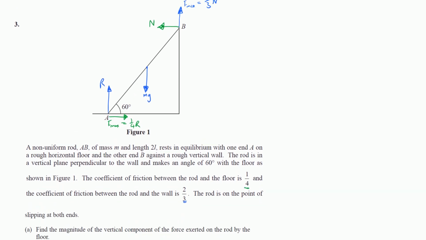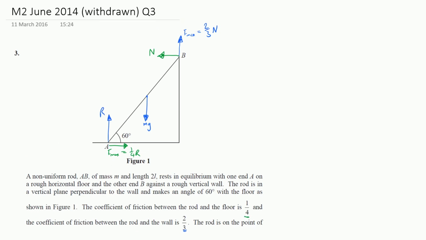For the first part of this question, I'm looking at finding the magnitude of the vertical component of the force exerted on the rod by the floor. So that is going to be our R value. So for the first part of this question, we're going to want to find out what R is. Now we can do that very neatly if we just go back to our diagram, and first of all we're going to resolve vertically, I think.